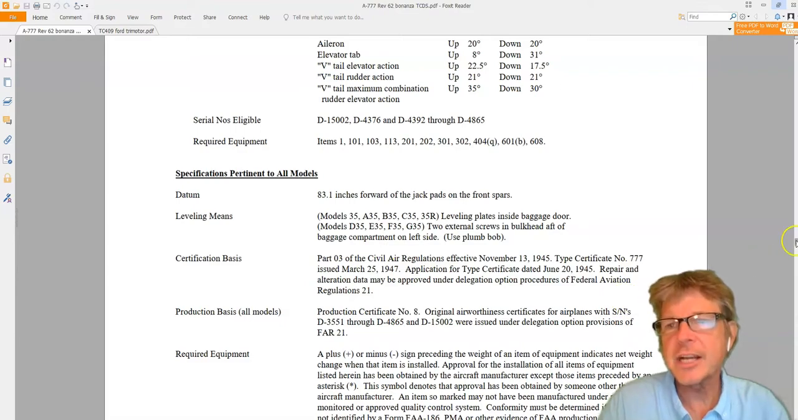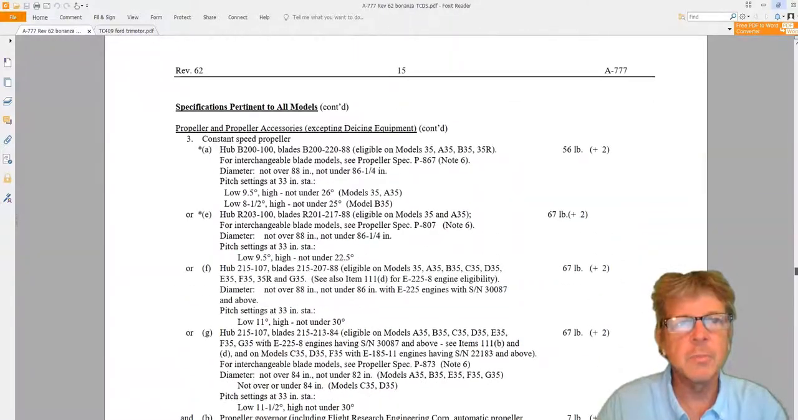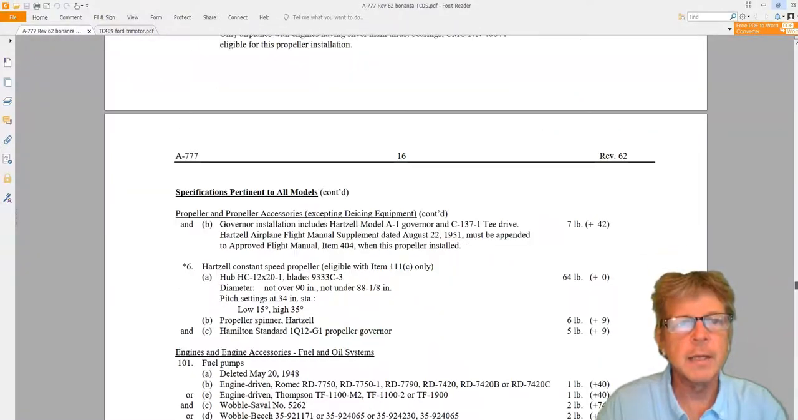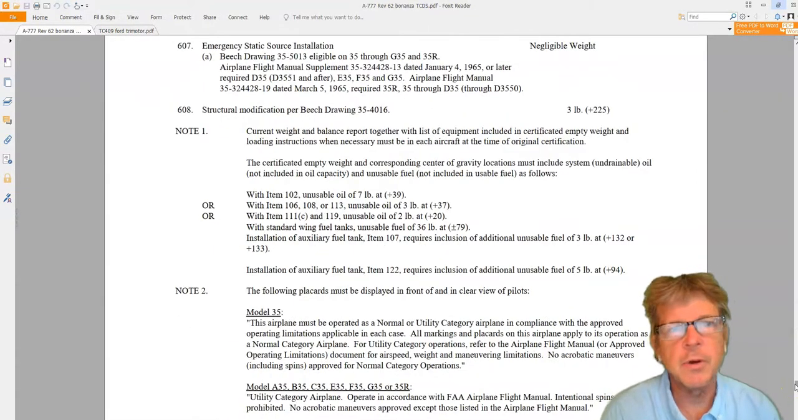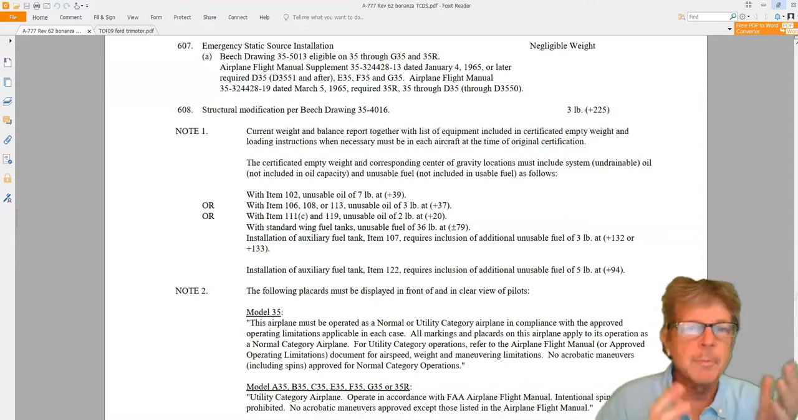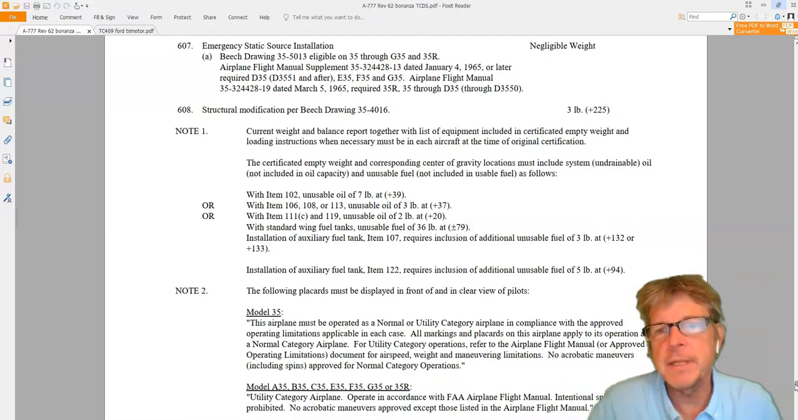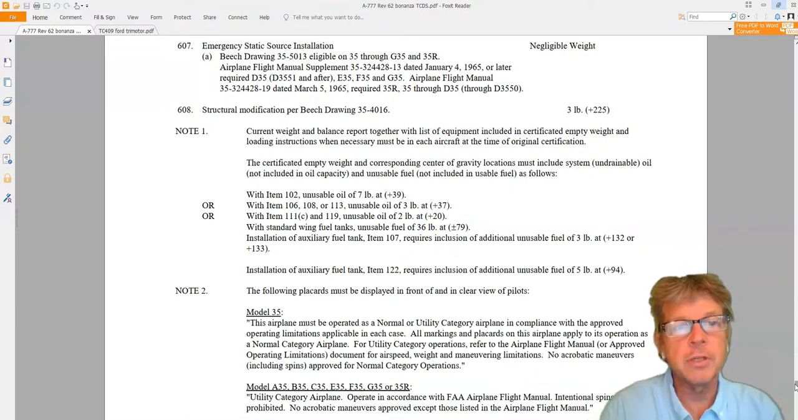Okay, the next section to check is the notes section. So I'm going to scroll down here a little more, and I'm going to look at the notes. Down here, I find note one. And note one says current weight and balance report with a list of equipment is included, and so on. The notes are another section that you just need to read through and see what's in them. Note two, there's a lot of people who are interested in note two. Note two is supposed to always be the same thing. In my mind, it's trivia, but some people want to know what note two is.